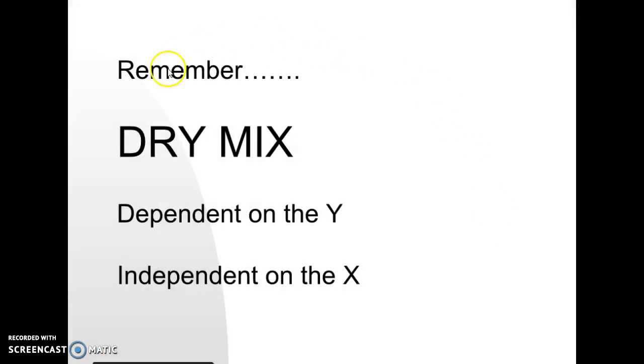All right. One other thing that I like to have you remember is DRY MIX. Going on through the year, it might become difficult to remember which variable you plot on which axis. So if you remember DRY MIX, it'll help you. The dependent or the responding variable you put on the y, the manipulated or the independent variable you put on the x. Keep that in mind when we're working through.